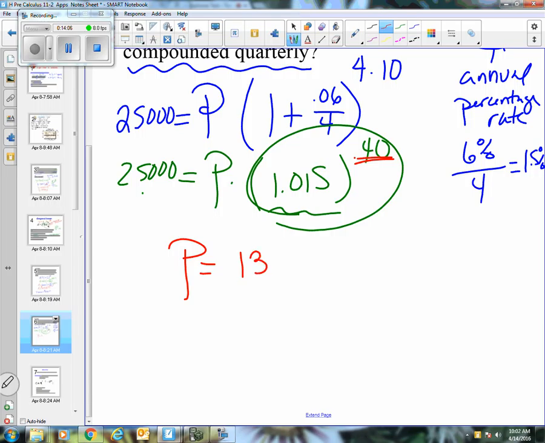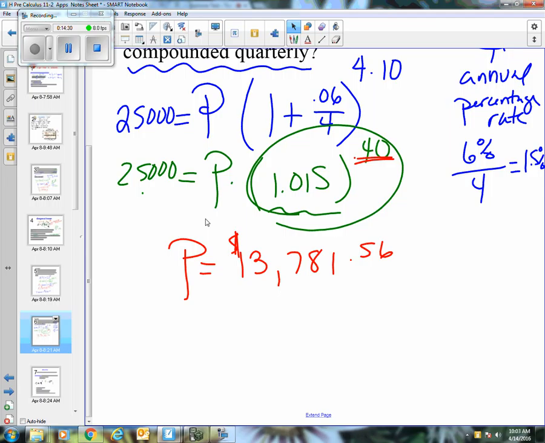So I ended up with 13,781.56. See if that's what you're coming up with as well. So when you think about that, that's a lot of money, man. We're going to have to have quite a bit saved up already if you want to have 25,000 10 years down the line. So you're pretty much doubling your money, I guess, pretty close to it. But you do have to have a lot already in order to have that.